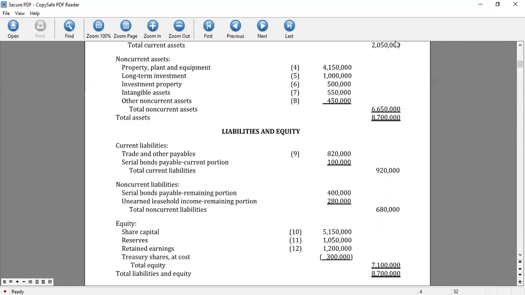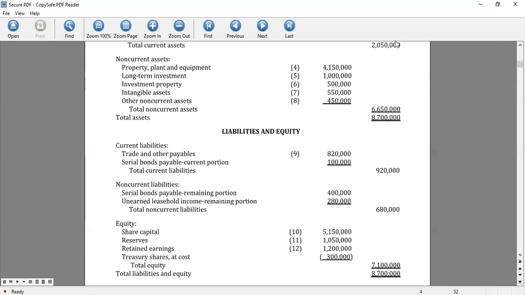920,000. The non-current liabilities includes the serial bonds payable, the non-current portion, meaning it's 500,000 for the total, and then we deduct the currently maturing of 100,000. So there's a difference of 400,000. That's the remaining portion.